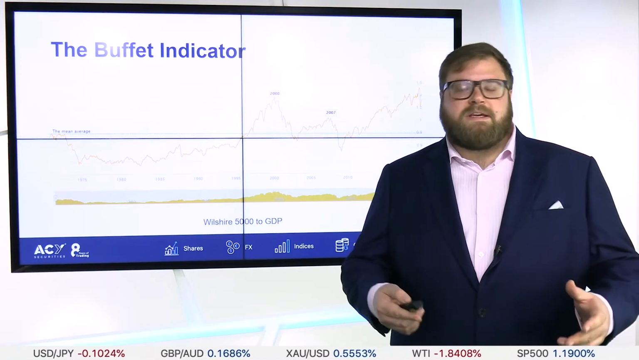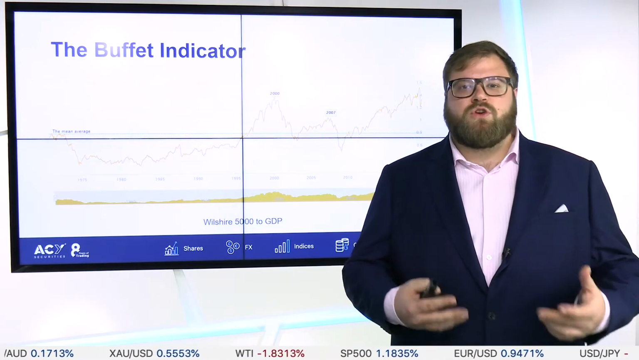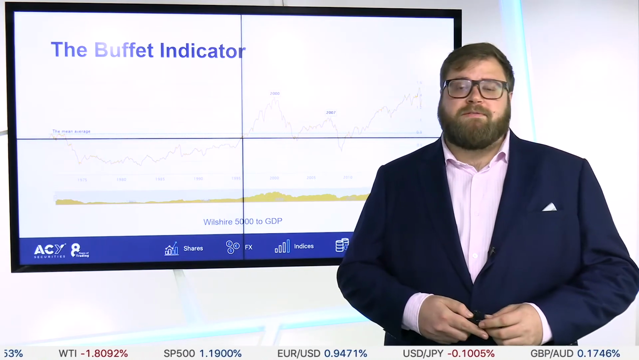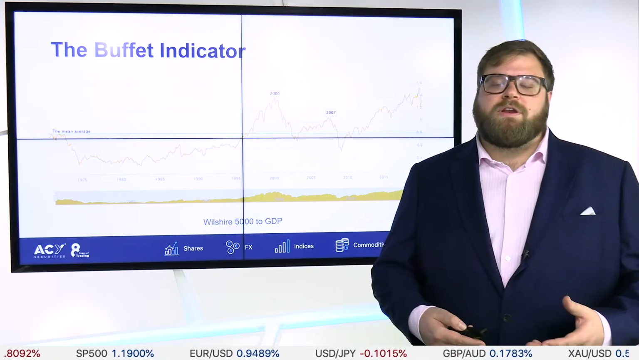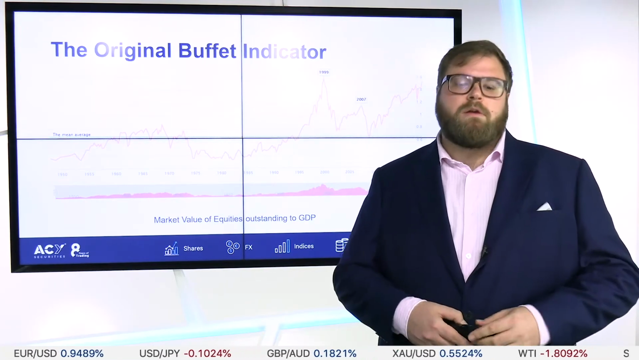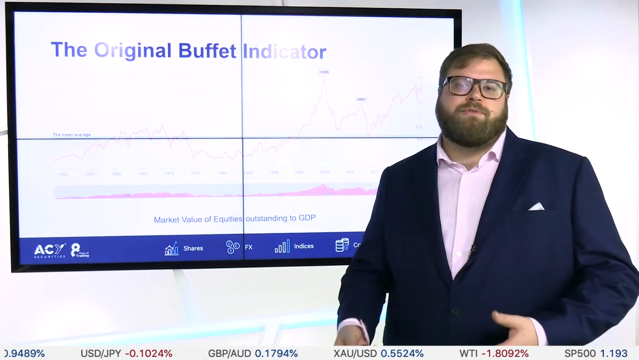Now, what we're really seeing here is that each time it goes into a higher point, we can consider that the stocks are overbought. And there are a number of these types of indexes available to have a look at. The next one is what we call the original Buffett indicator. So this is what Warren Buffett genuinely looks at. It is a market value of equities outstanding to the nominal GDP.